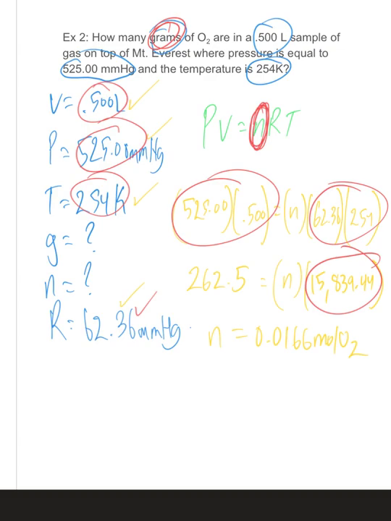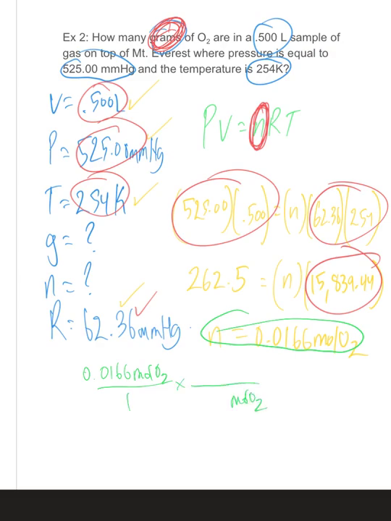Now, we're not done, and that's because, remember, the initial problem was asking for grams. And so we have moles, but we need grams. And so the final step is going to be to take this number of moles and convert it to grams. And so I have 0.0166 moles of oxygen all over 1, times moles of oxygen go on the bottom of my next ratio, and I'm going to convert it to grams of oxygen. And if we remember, the way we do that is by using molar mass.